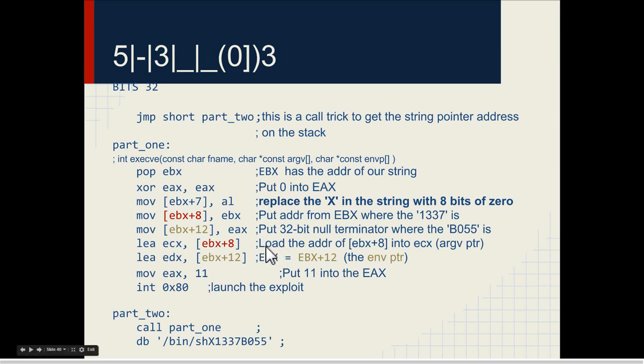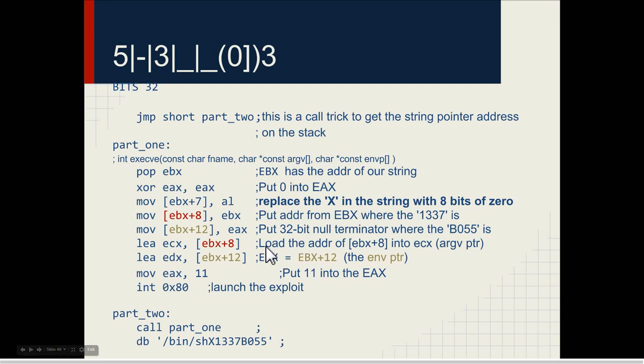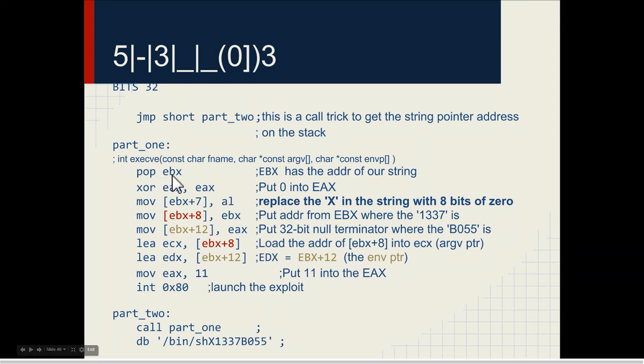Now, we have to set registers. So we have EBX set. We don't have to worry about setting that. That's already pointing to the address of our string. We have to set EAX, ECX, and EDX. ECX is going to take that arguments array, and EDX is going to take that environment variable array. So now that we've set up the argument array, we're going to basically load the address of that into ECX. So ECX is going to point here to where leet boss was edited.